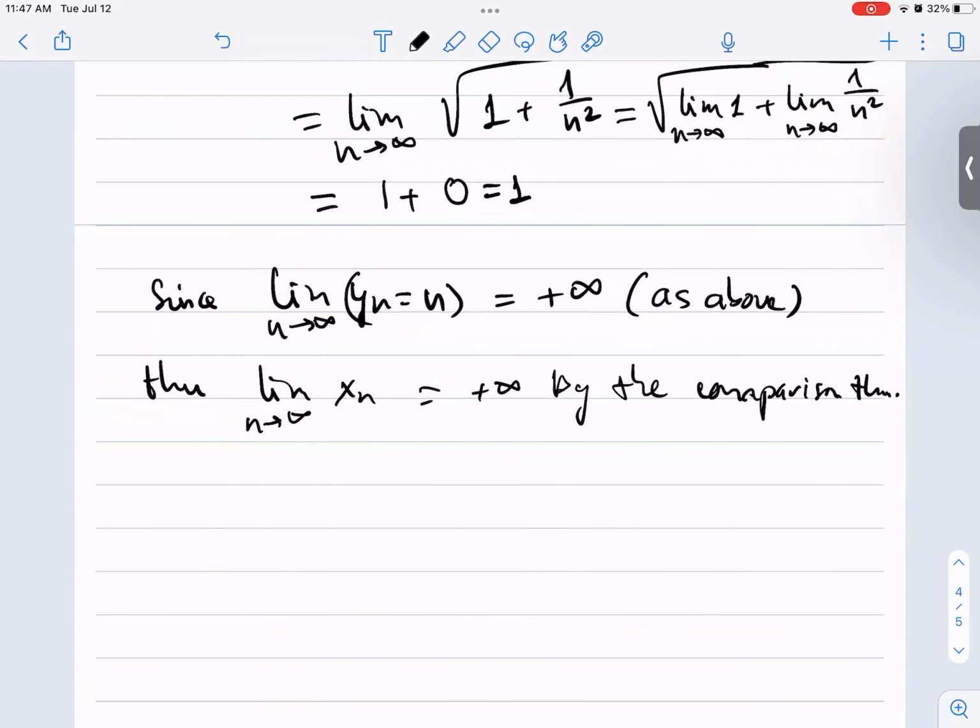Since the sequence yn equal to n is properly divergent towards infinity, according to the previous example, the other sequence xn must also properly diverge towards plus infinity by the comparison theorem or the ratio test that we mentioned earlier.